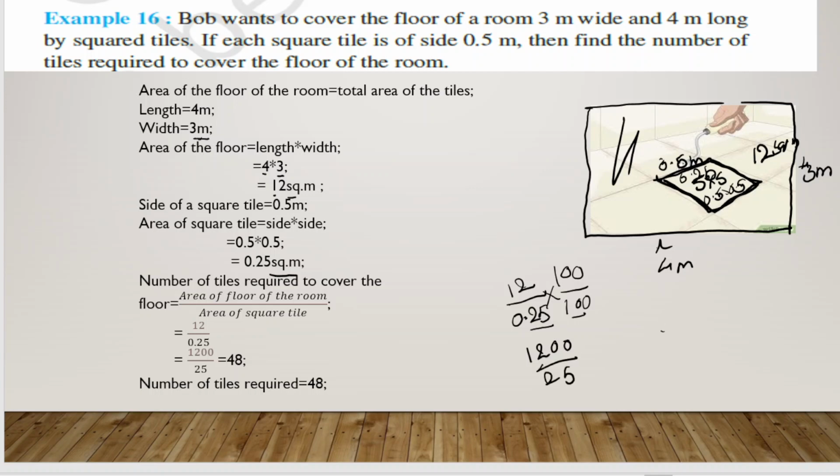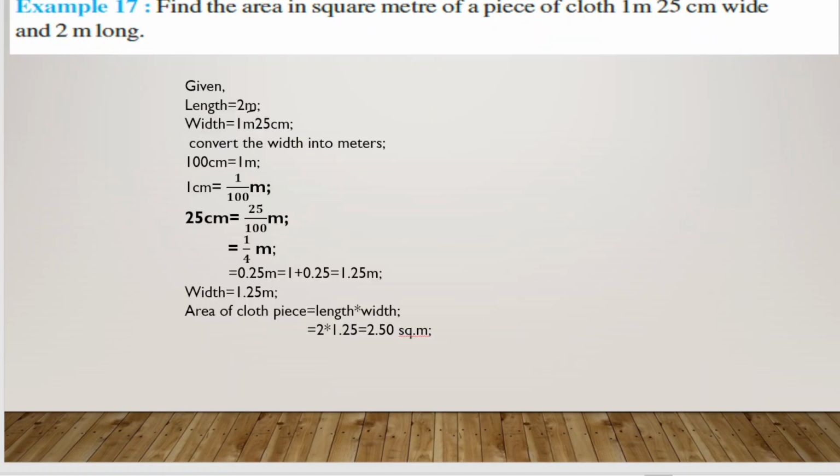Let's divide 1200 by 25. 25 fours are 100 and the remainder is 20, and this 0 is coming down, and here we know that 25 eights are 200. So 1200 by 25 is nothing but 48. So the number of tiles required is equal to 48.